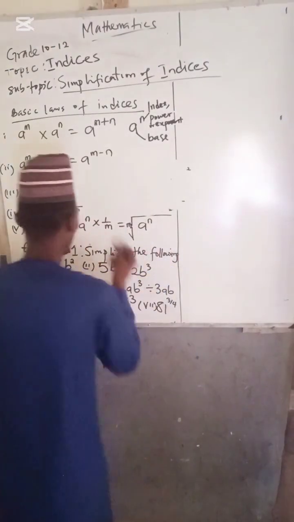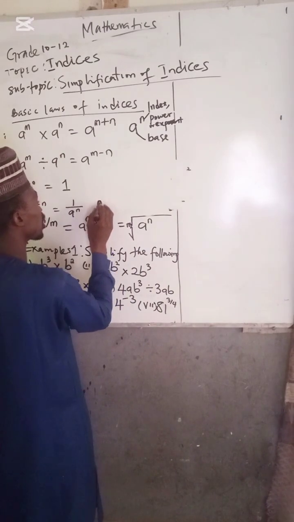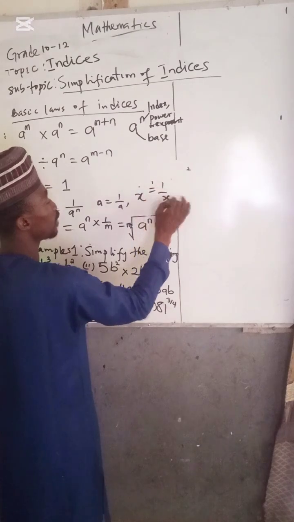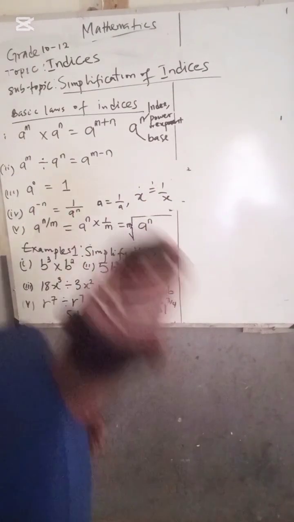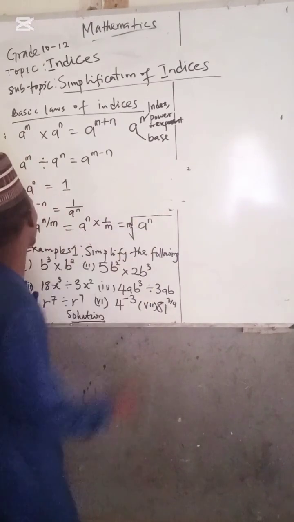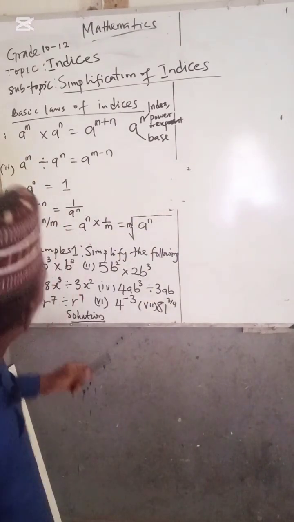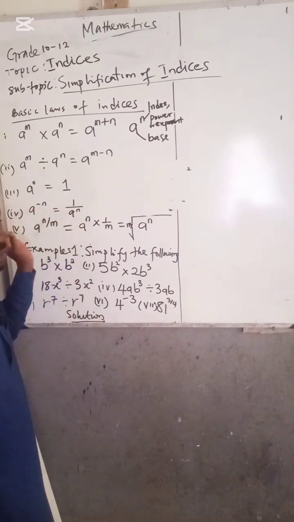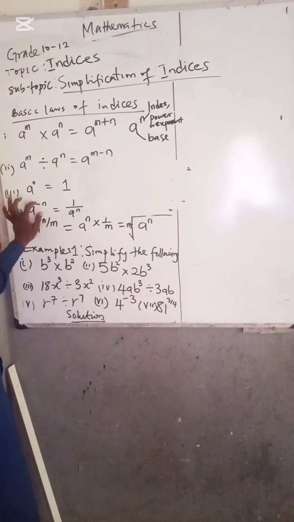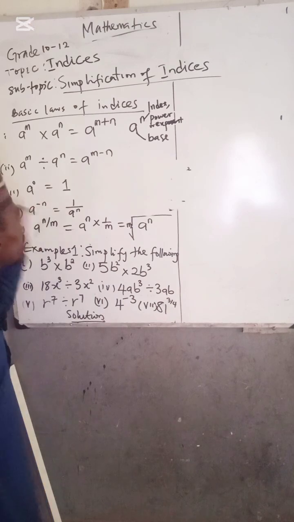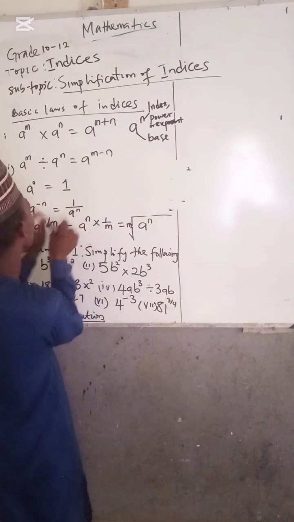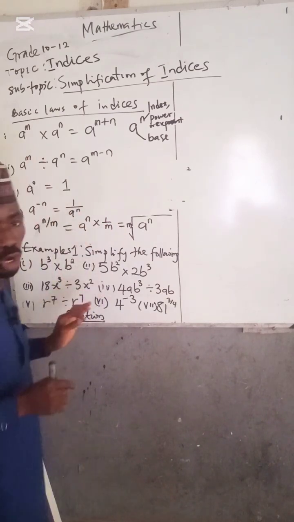So, for instance, the reciprocal of a is 1 over a. Reciprocal of s is equal to 1 over s. Now, this one, a raised to power minus n, equals 1 over a raised to power n. So anywhere you see a raised to a negative power, know that the negative is standing for the reciprocal. That is 1 over the entire base and the power of that number.